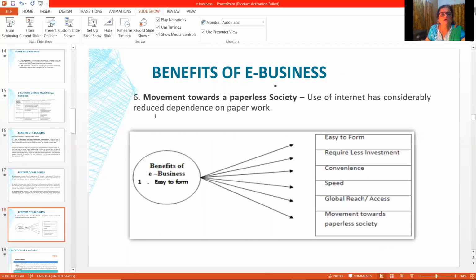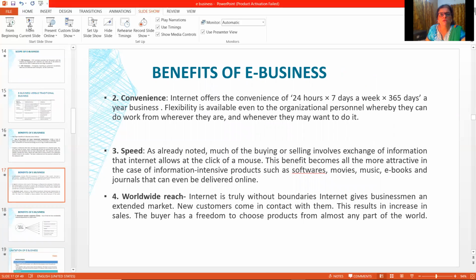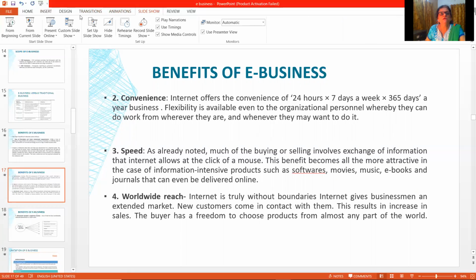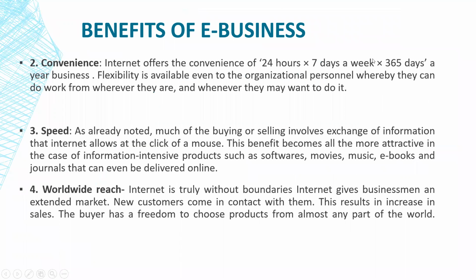Now we are coming to other benefits of e-business. The first important thing is it's very convenient. You are aware that the internet is a 24 hours, 7 days, 365 days a year business. So it's very flexible. People can work from wherever they want to work, whenever they want to do it. Now, Amazon website, you can open it at 3 o'clock in the night also. You are aware about that.